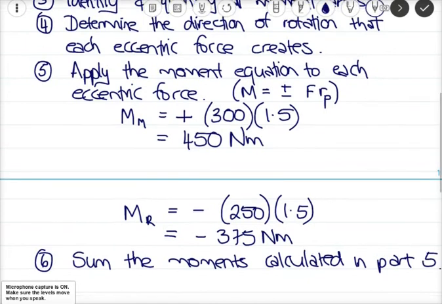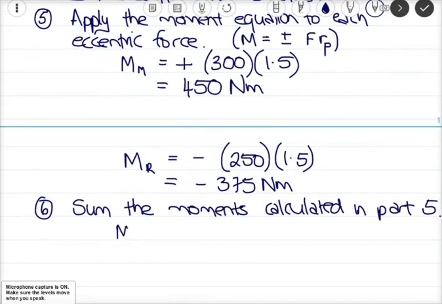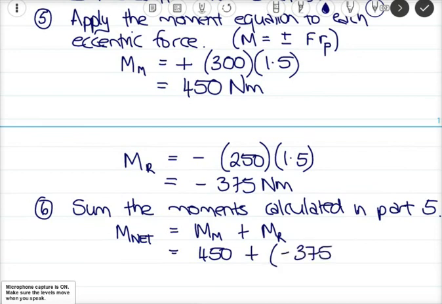So that simply means the net moment, M net, is the moment due to Mary plus the moment due to Rose. That would extend across depending on how many eccentric forces we have. But in this case, we've only got 2, so we only need to sum up 2 numbers. So we've got 450 plus minus 375.